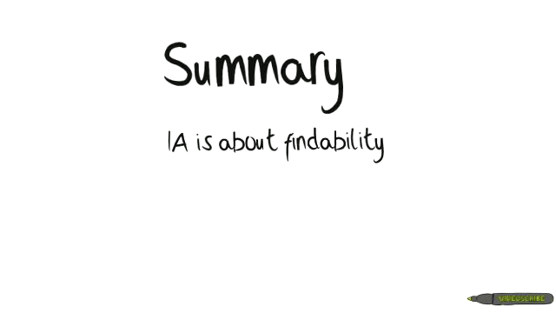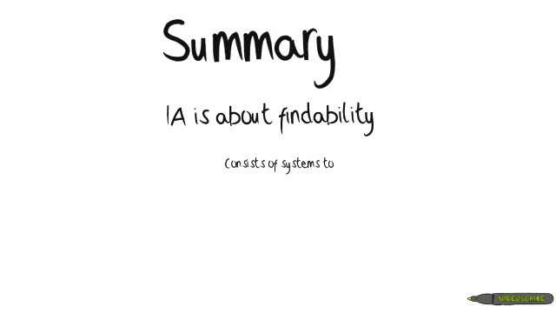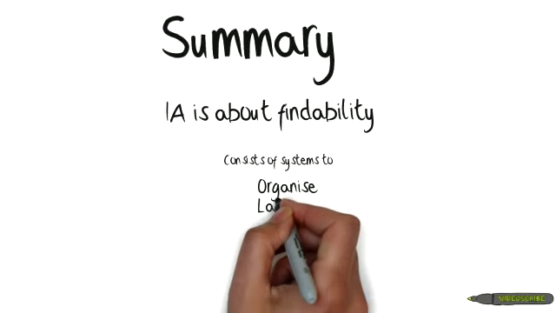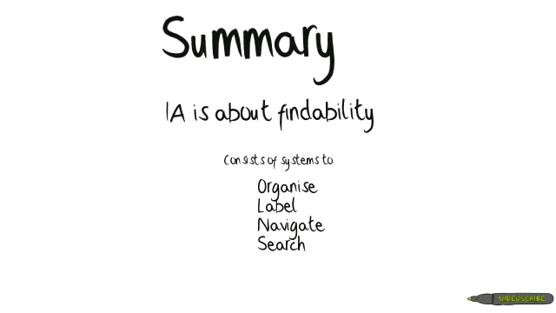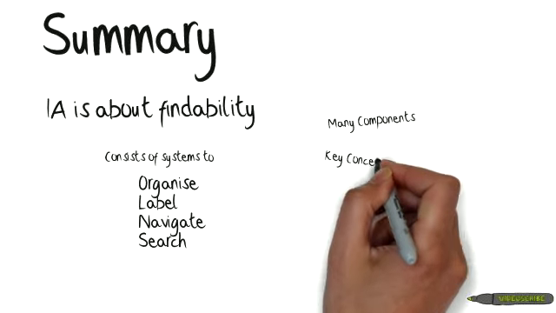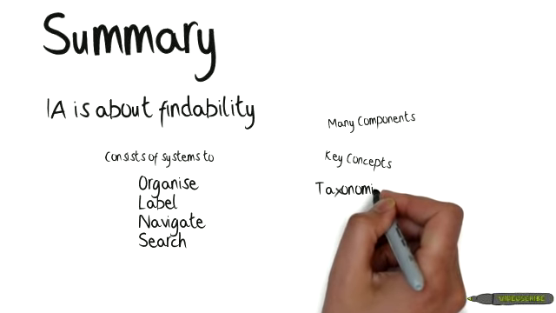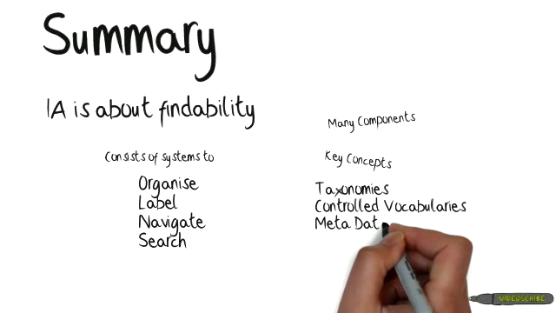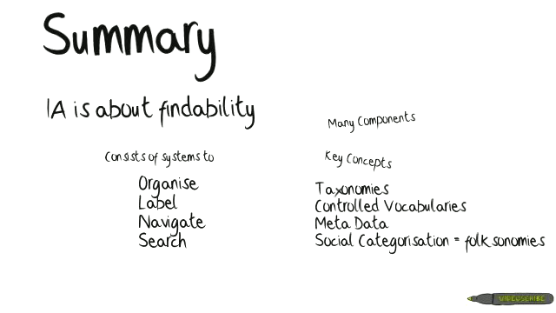So let's recap. Information architecture is about findability. And information architecture consists of systems to organise, label, navigate and search information. It has many components. However, among the key concepts are taxonomy, controlled vocabularies, metadata and social classification.